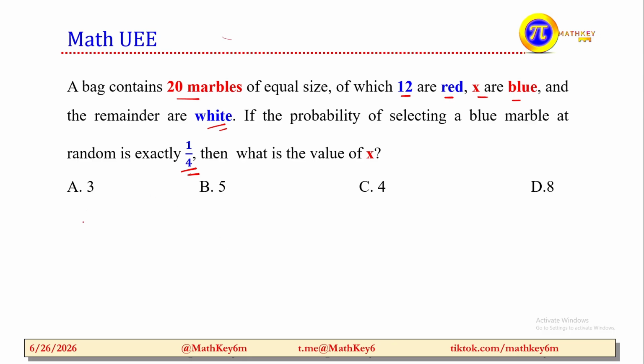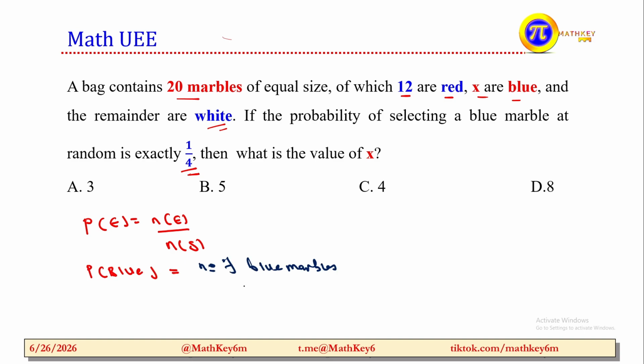How can we find this? We know that the probability of any event E is equal to the number of outcomes in the event divided by the number in the total sample space S. We are familiar with this. So the probability of blue is equal to the number of blue marbles divided by the total number. The number of blue is x, divided by the total, which is 20. This is given as equal to 1/4.